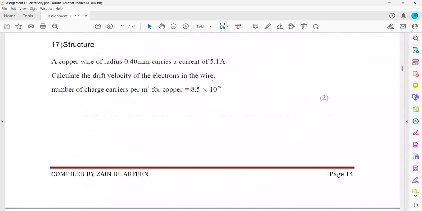In question 17, a copper wire having a radius of 0.4 millimeter carries a current of 5.1 ampere. We have the current and the radius, but the radius is in millimeters, so we should convert to meters. We divide by 1000, so it will be 0.4 × 10^-3 meters. We have to calculate the drift velocity of electrons in the wire. For copper, the number of charge carriers, the value of n, is 8.5 × 10^28.